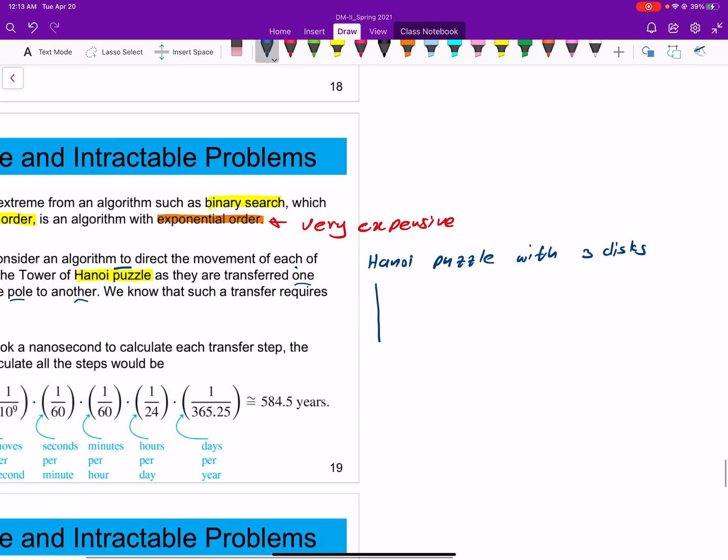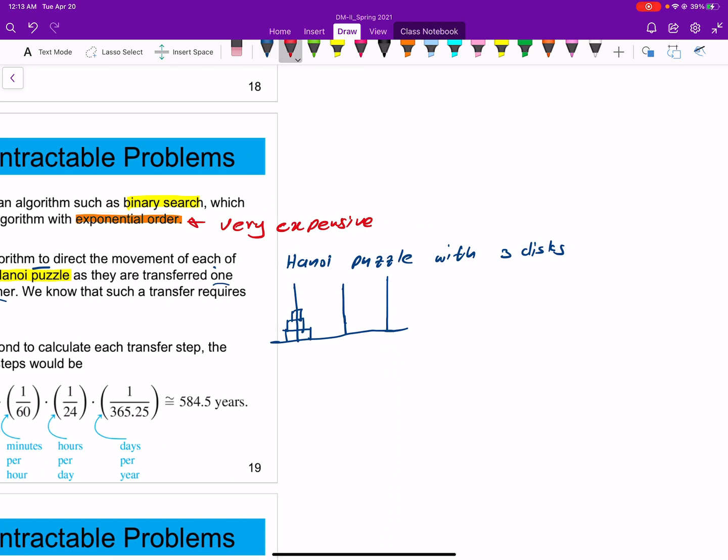So this game is like this. It has 3 poles. One pole has 3 disks like this, and you have to move all these disks onto another pole. They should lie in the same order, that means the smallest at the top, the largest at the bottom, and the medium sized one in the middle. You are allowed to move one disk at a time. So let's see how many moves you need.